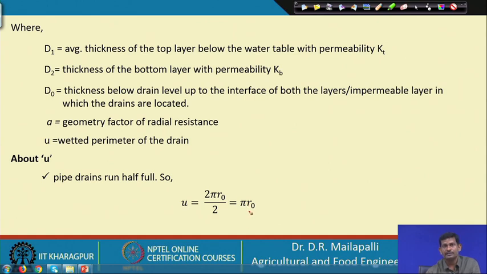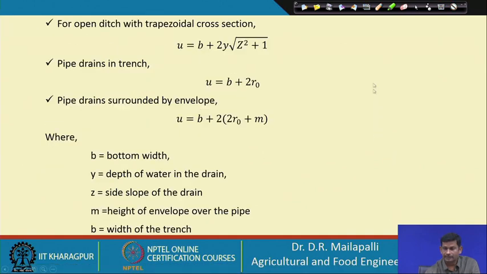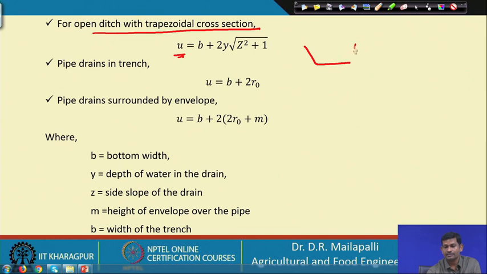In the previous week I discussed how to estimate U for different shapes. For example, for an open ditch with a trapezoidal cross section, B is the width, y is the depth, and z is the side slope. In that case, U is equal to B plus 2y times the square root of z square plus 1. This is the wetted perimeter U.